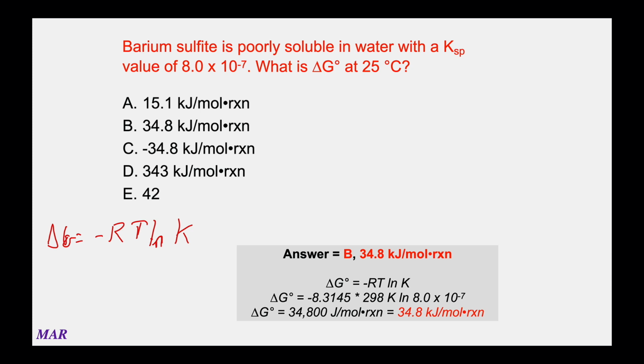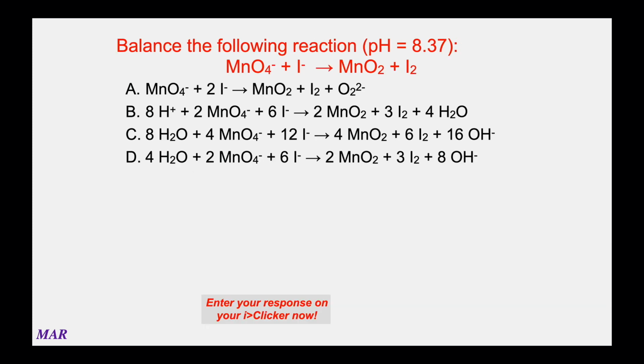Here's a reaction where I want you to balance this reaction where permanganate reacts with iodide to make manganese IV oxide plus iodine. But also pay attention to the pH. This pH is 8.37. So see if you can figure out which one of those represents the balanced chemical reaction for this reaction at a pH of 8.37. I recommend that you pause the video, work on it, and when you're ready, you can unpause it. We'll talk about the answer.